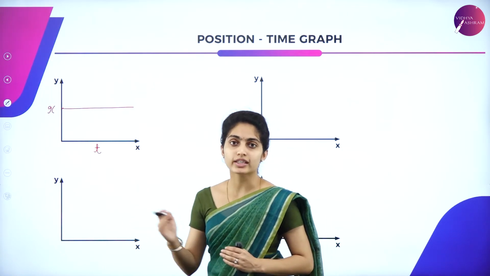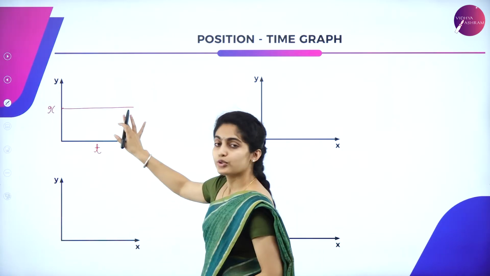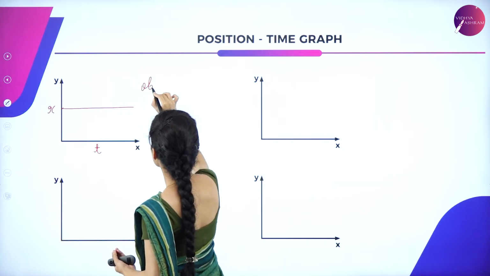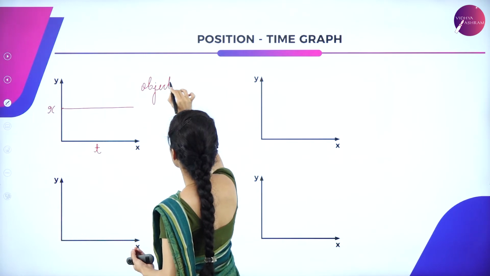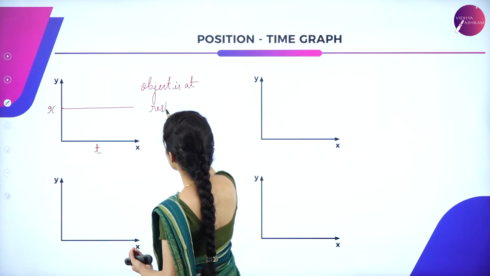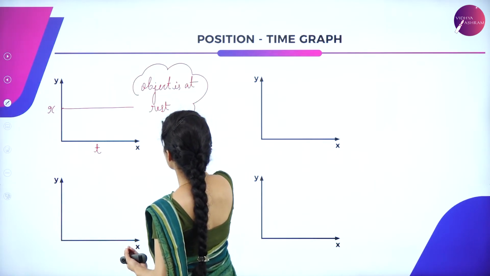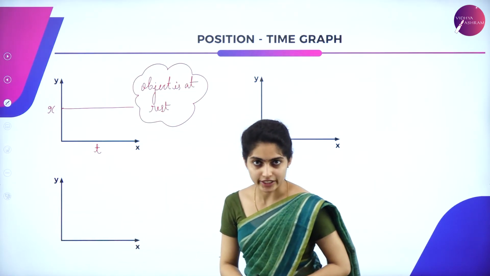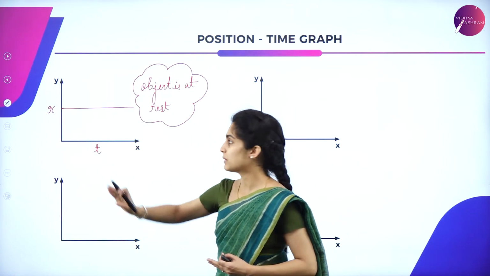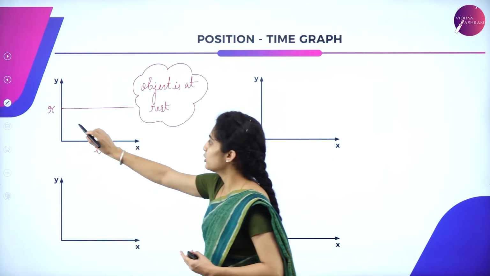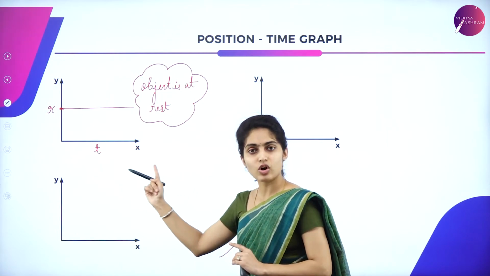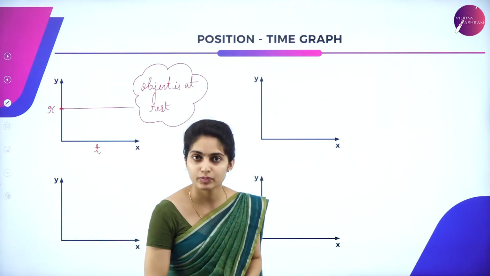So how can you conclude this? You can say that the object is at rest. That means the position of the object has not changed. The object is at rest in a certain interval of time. That is, the time keeps on changing, but the position of the object is only one. So the object is at rest. That is all about the first graph that I have represented here.